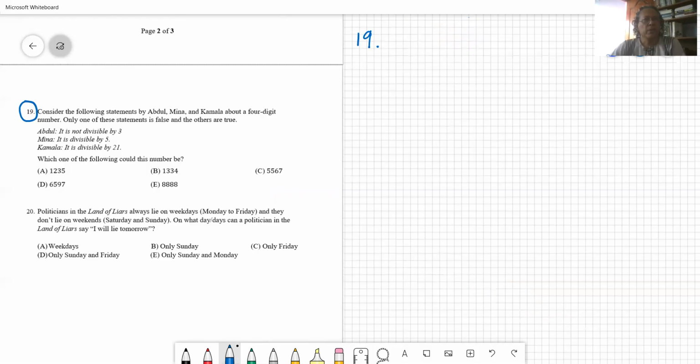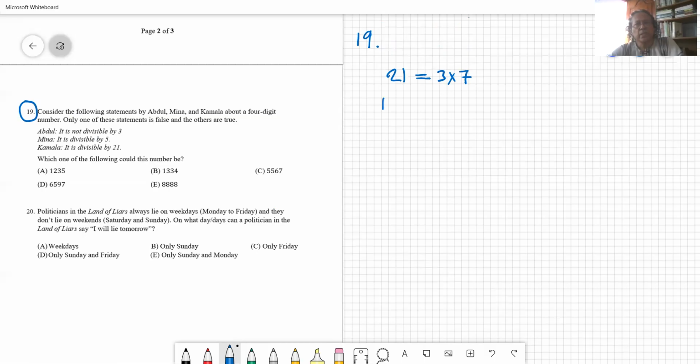Consider the following statements by Abdul, Meena, and Kamala about a 4-digit number. Only one of these statements is false and the others are true, right? Now, in this question, we need to look at the structure of the statements by these 3 guys, right? Now we notice that 21 is equal to 3 times 7, right?